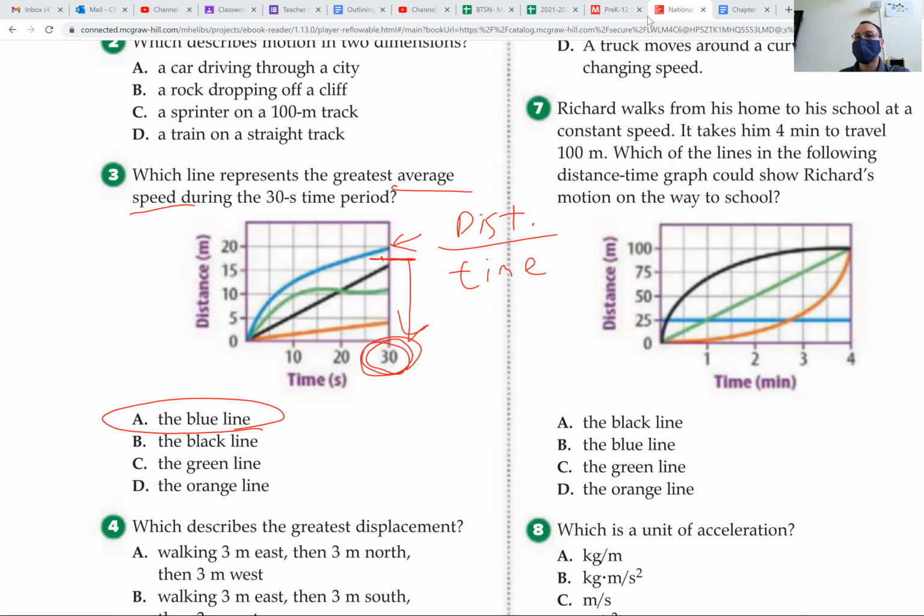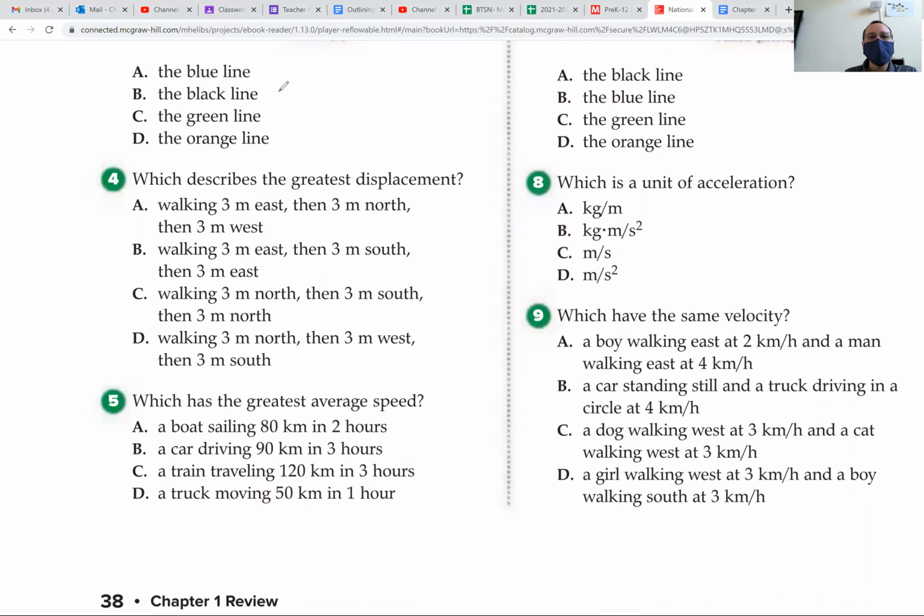Any questions, guys, about that one? Okay, we are moving and grooving right along. Now this one is interesting. Which describes the greatest displacement? In order to do number 4, we have to draw. So let's watch. 3 meters east, 3 meters north, then 3 meters west. That kind of undoes its original path.